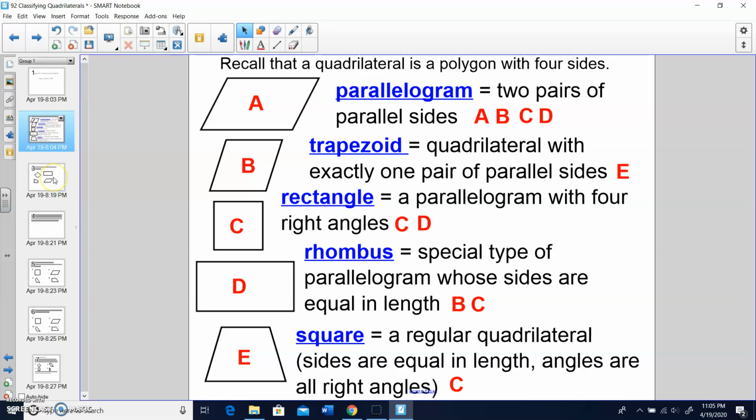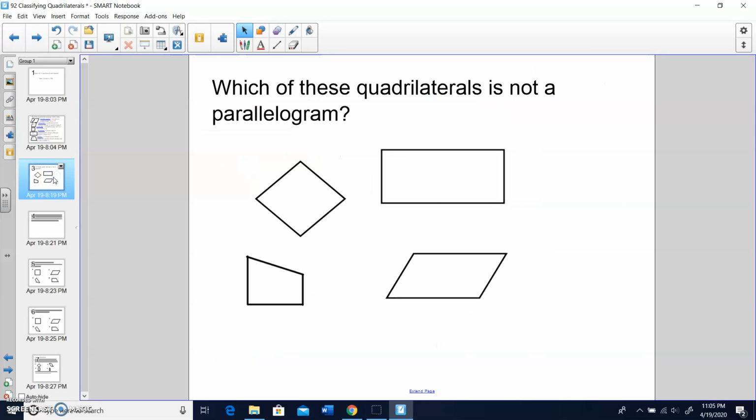Moving on to example 1, which of these quadrilaterals is not a parallelogram? Remember, parallelograms have two sets of parallel sides. So, looking at them, does this first figure have two sets of parallel sides? Parallel, parallel, and parallel, parallel. So this one is a parallelogram. Parallel, top and bottom, right and left. Okay, so that does not work.